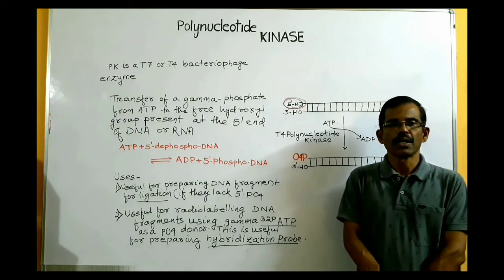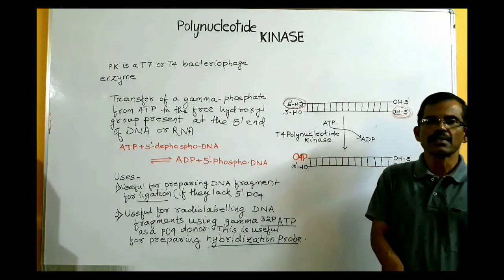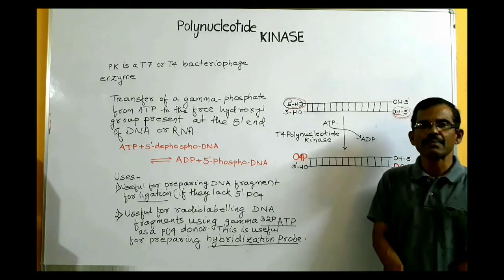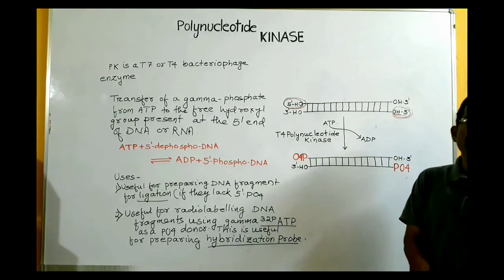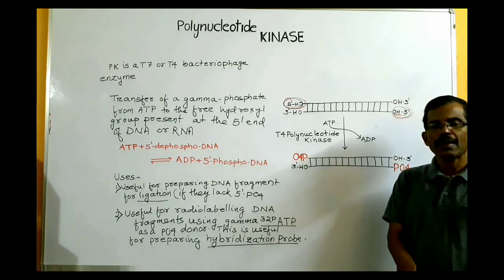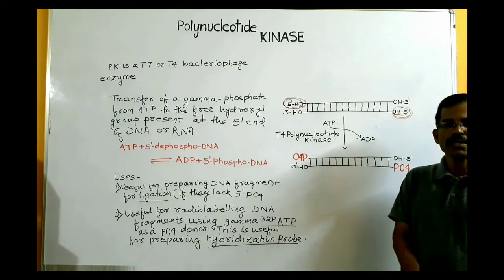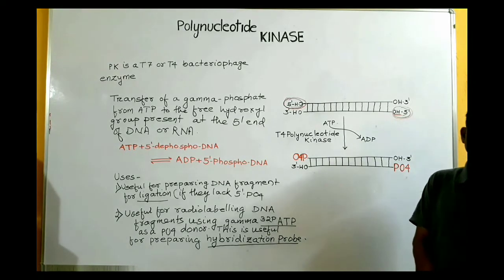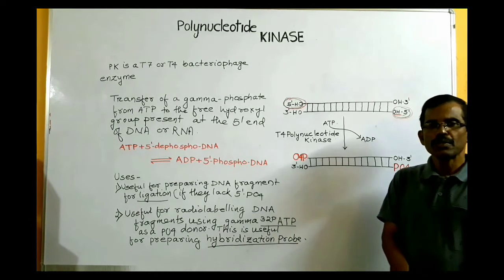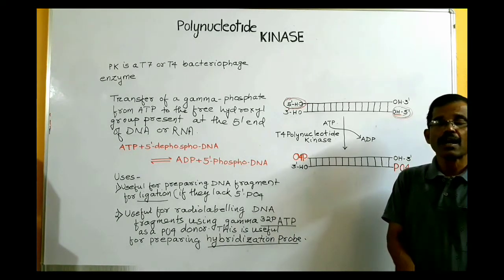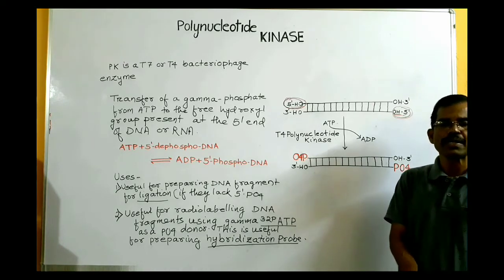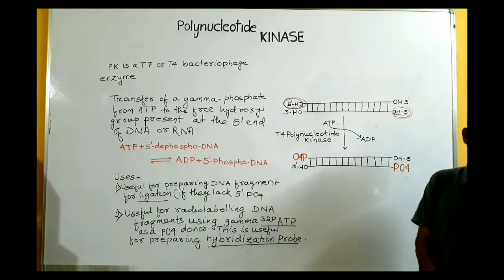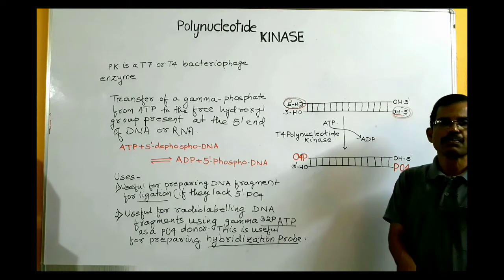Polynucleotide kinase also has several applications. First application is polynucleotide kinase is useful for preparing DNA fragments for ligation if they lack 5' phosphate group. Other application is this enzyme is also useful for radio labeling DNA. For radio labeling DNA, we have to use the ATP in which the phosphorus of the gamma phosphate is phosphorus 32, and this process is useful for preparation of hybridization probe.